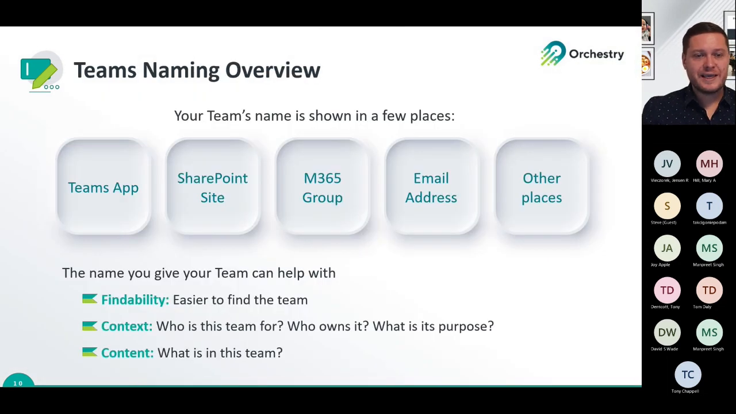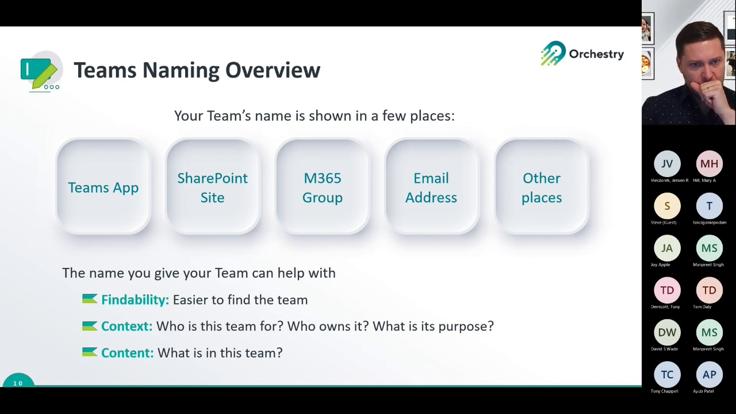So where is the team's name shown? There are a few places. The name of the team is shown in the Teams app itself. It's also part of the SharePoint site, as well as the Microsoft 365 group. It's part of the email address, and there are a bunch of other places as well. So having great names can really help you with things like findability and context. Who is this team for? Who owns it? What's its purpose? And then finally, what's actually in this team?